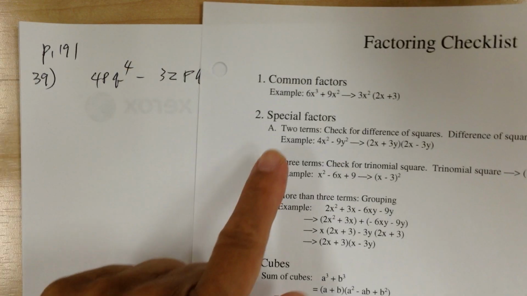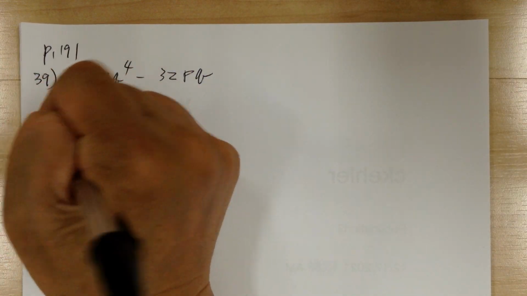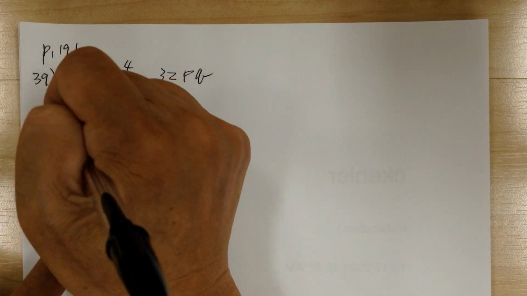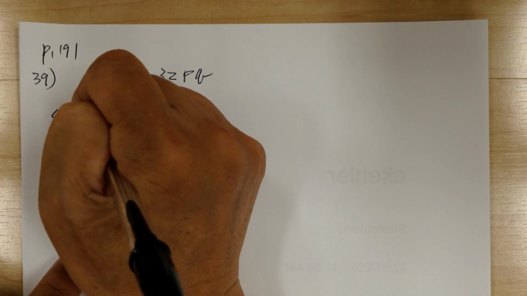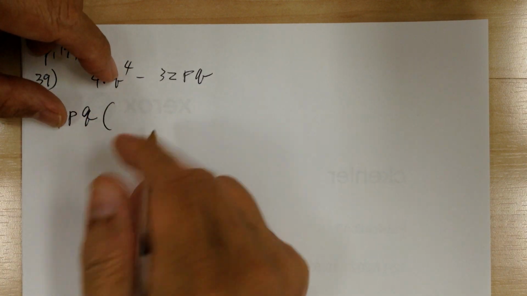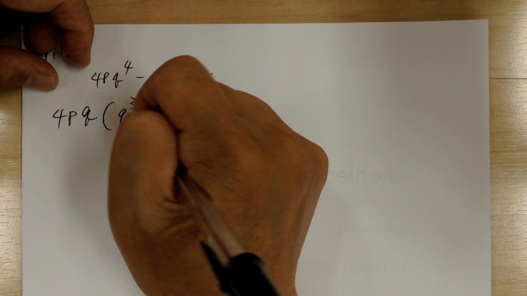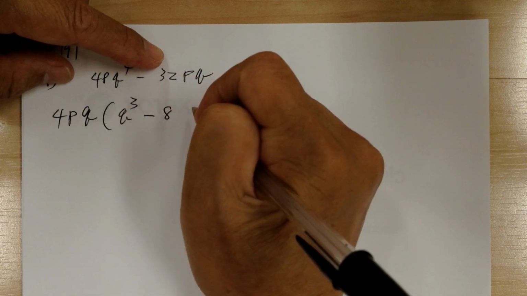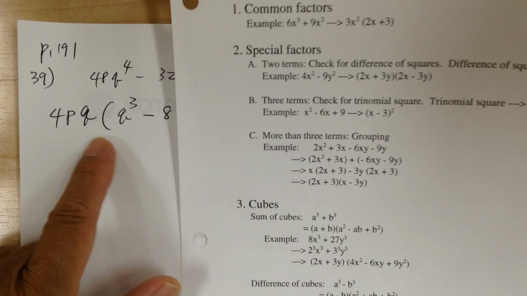Okay, so again, step 1, you have to do the common factor. So 4 and 32, you can factor out the 4, and you got p and the p, so you can factor the p. You got q to the 4, and you got q, so you can factor the q. So this one is 4pq, and this will be q to the 3. So do a quick check. So this time they will give you that, and minus 8, and that's it, right? So that's step 1.